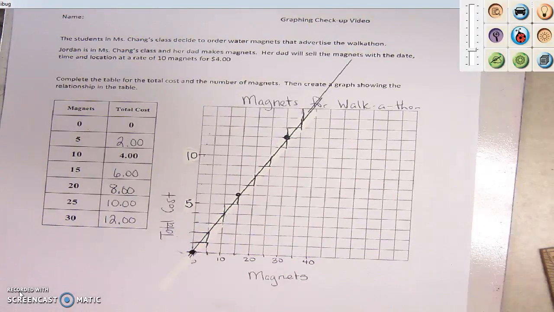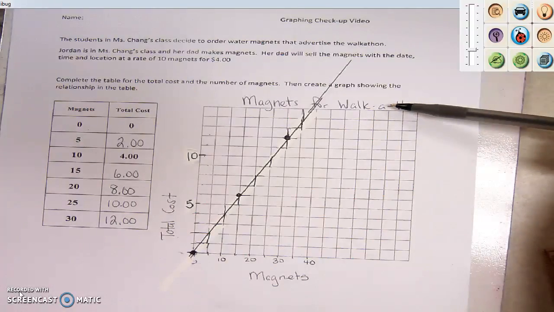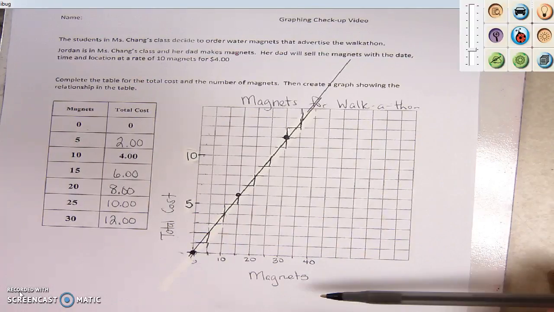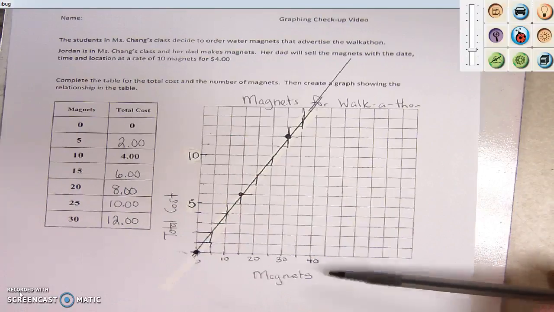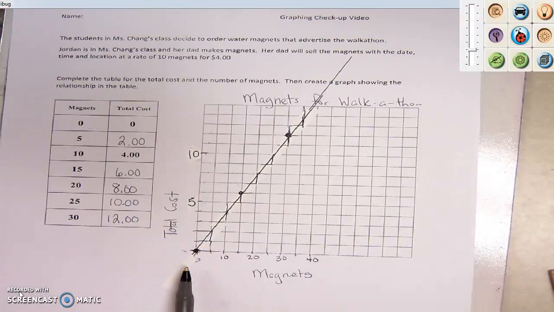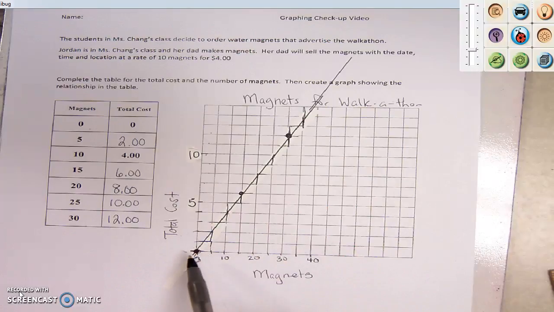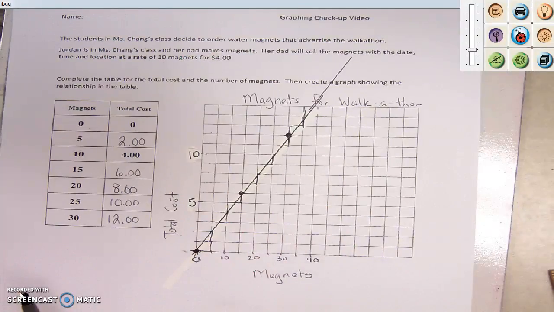So keys to making a graph. Step 1, put the title at the top, then put the independent variable on the x-axis and the dependent variable on the y-axis. Then create a scale that makes sense for the values in the table. Then plot 3 easy to read points if it's linear and draw a straight line.